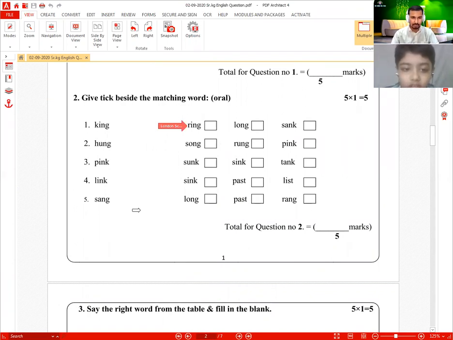Then, number two, hang rang. Okay, hang rang, yes. You're telling rang, okay. King, ring, then hang rang. Then next one, pink. Sink, yes. Then, link. Link with sink. Good, very good. Sang rang. Yes. Five. Okay. Then you are doing very well.